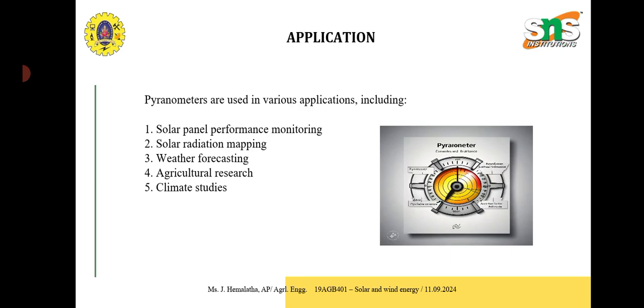Then the applications: it is mostly used in all types of fields, such as solar panel performance monitoring, solar radiation mapping, weather forecasting, and climatic studies. Overall, pyranometers are crucial for measuring the global solar radiation, providing valuable data for various scientific, industrial, and environmental applications. Proper calibration, maintenance, and understanding of measurement principles are essential for obtaining reliable and accurate data.